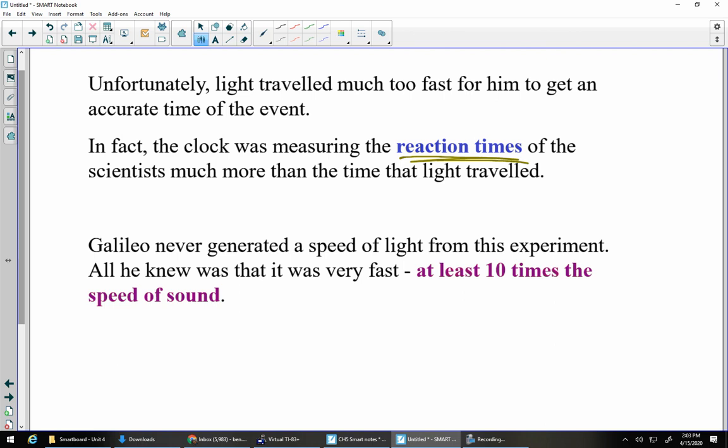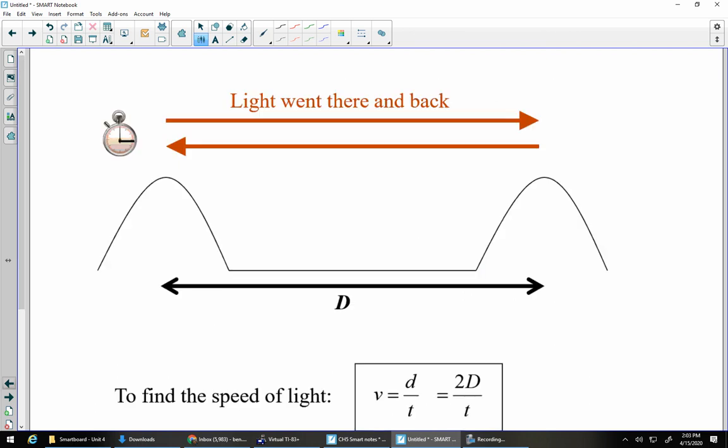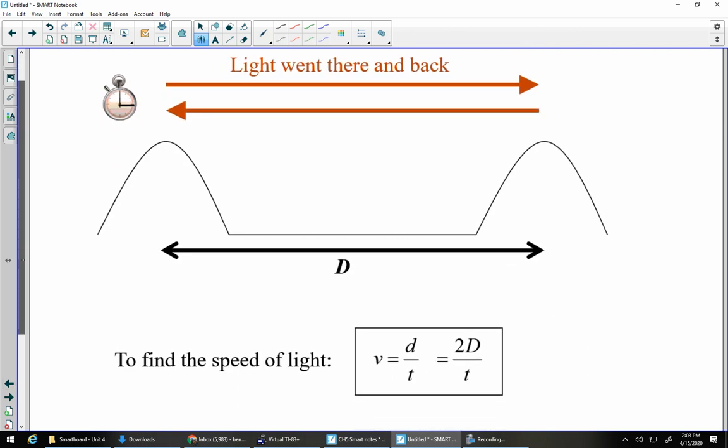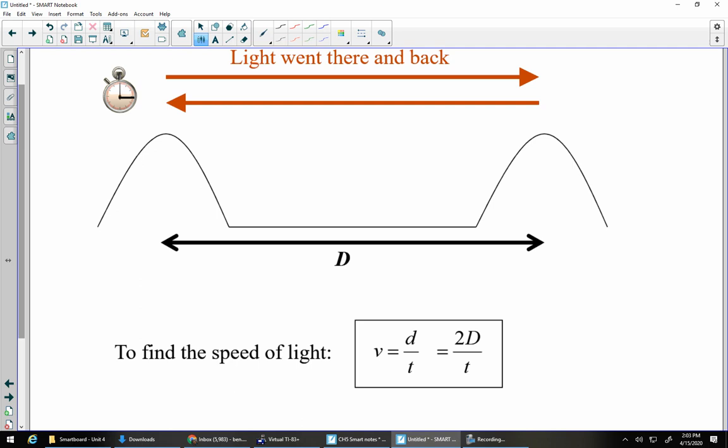The good thing that Galileo got out of this, well, he was never really close at all to getting the speed of light from this experiment. He knew that it was very fast, and he knew that it was not infinite. So starting that thinking off is very important. And then let's just go back to this one for a second. This is something that we learned about in reflection in Physics 20.